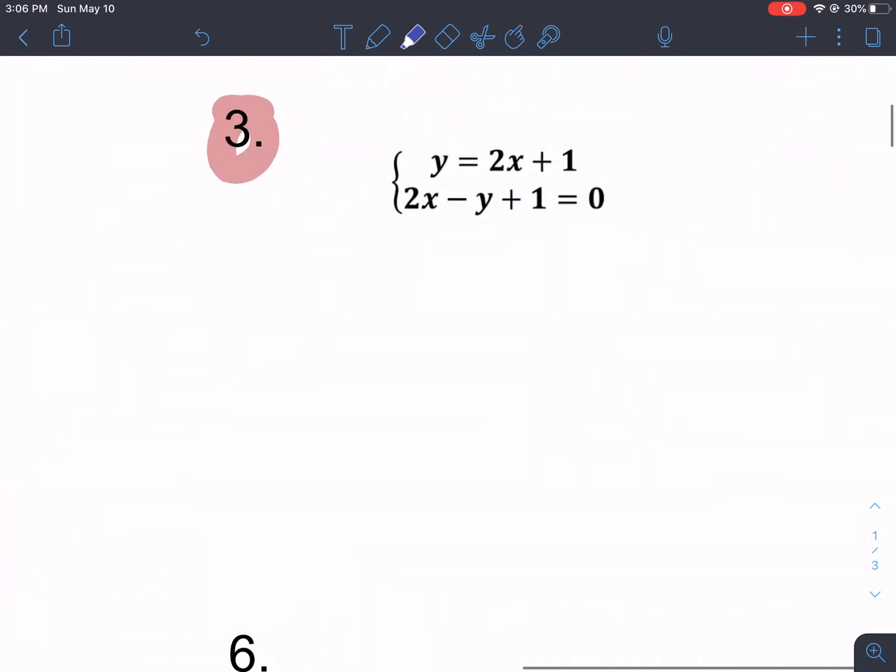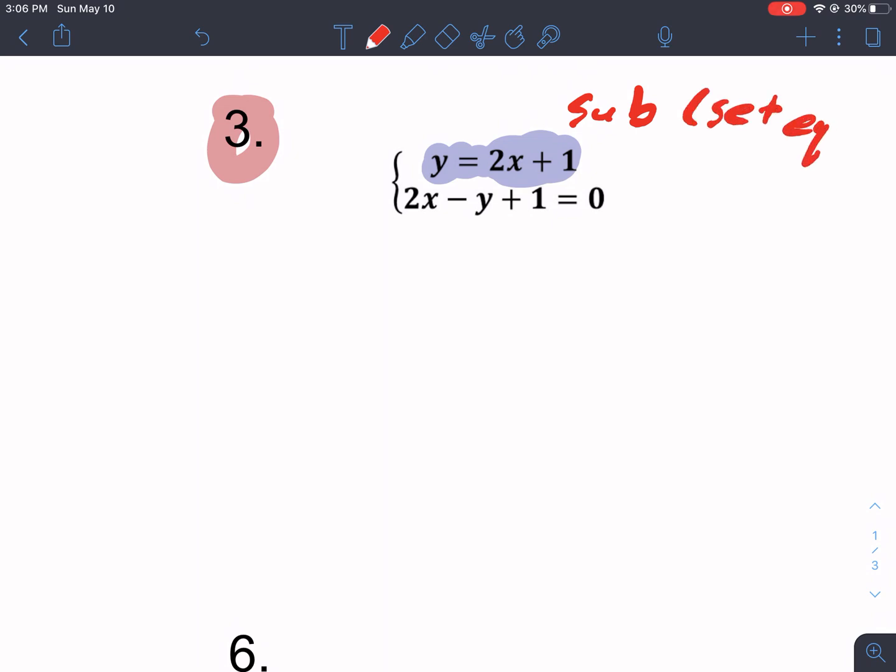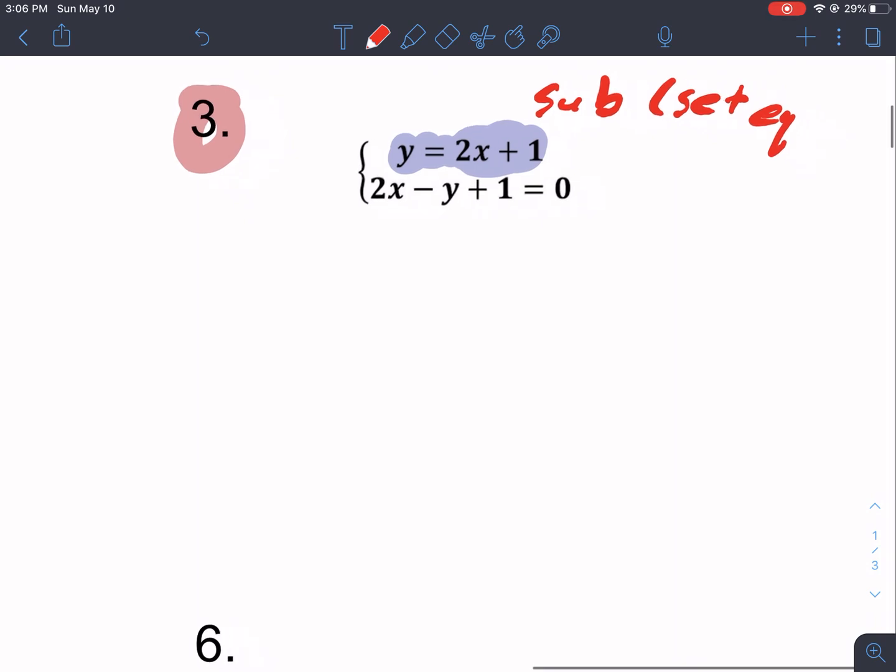Moving on to number 3. You're going to notice, I noticed some things: some of these have different setups. Because of this, I can use substitution again. This is a really good opportunity to use substitution because one of them is set equal to a variable. I don't like how that looks.